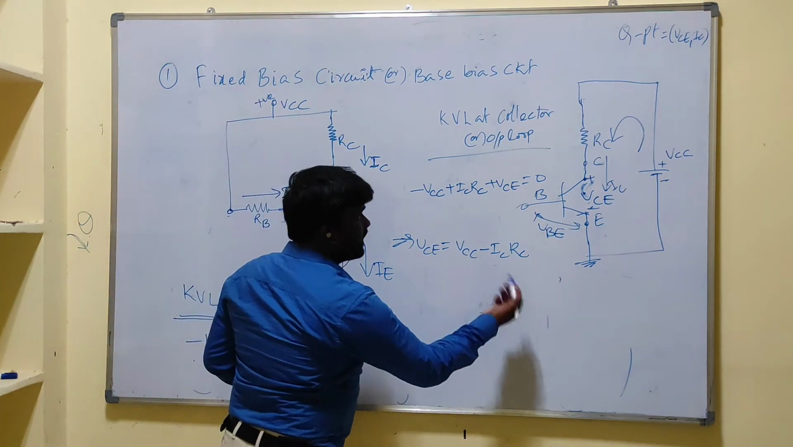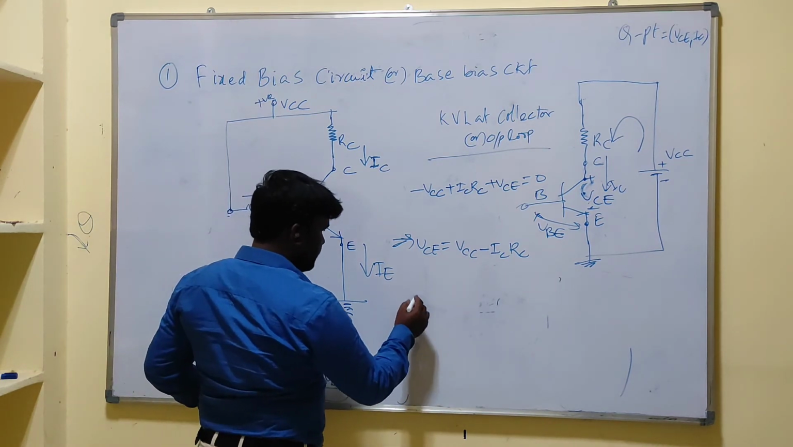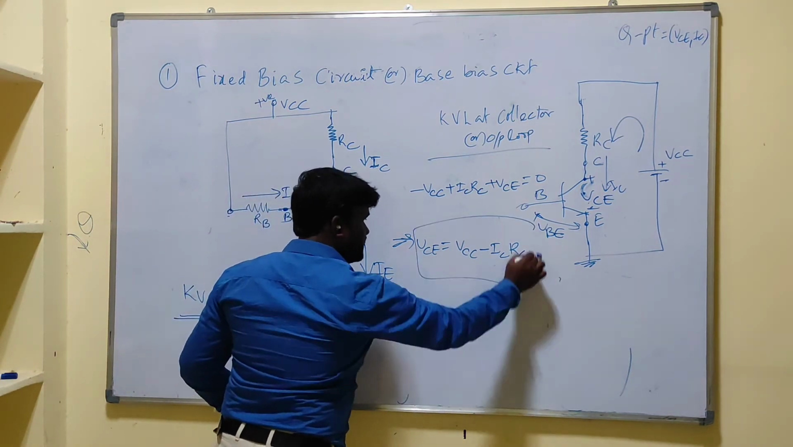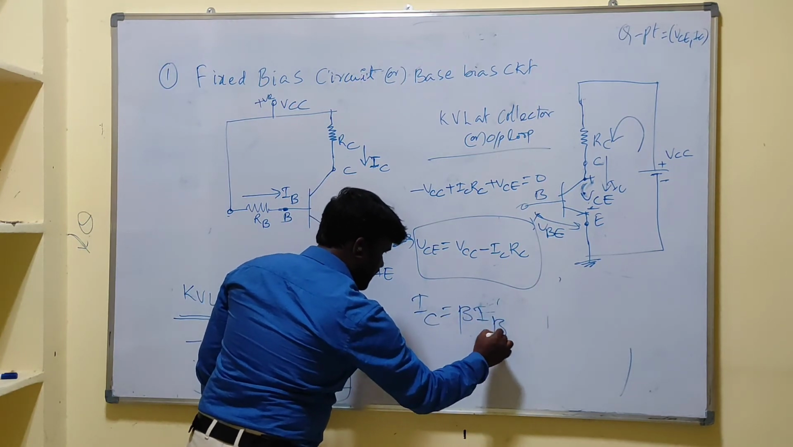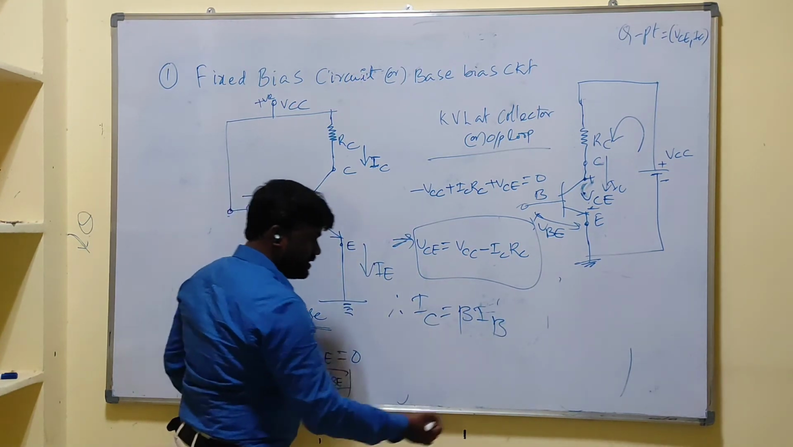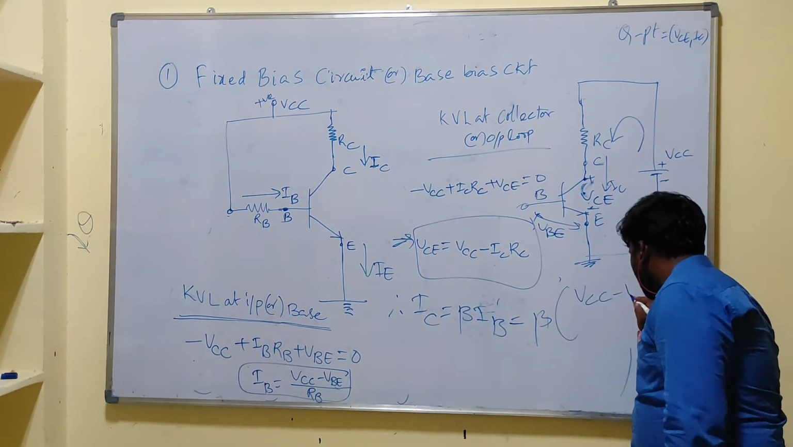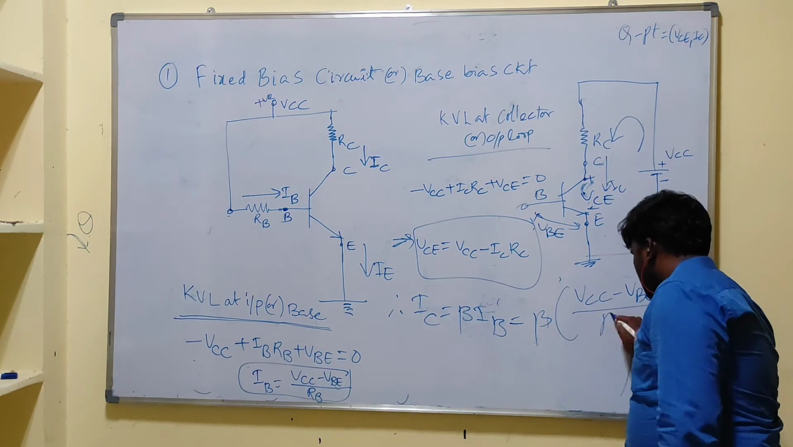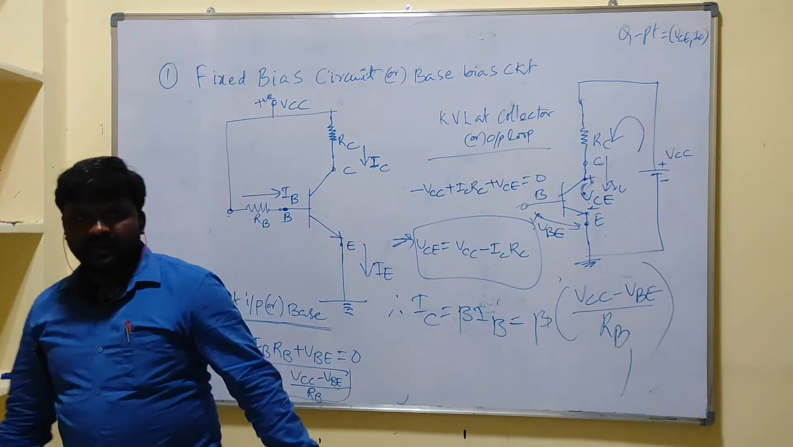Already we have the IC expression. IC equal to beta into IB, and the IB expression is this one. So we can find this VCE by substituting IC as beta IB, where IB is VCC minus VBE by RB. In this way, for the fixed bias circuit, we can find the operating point.